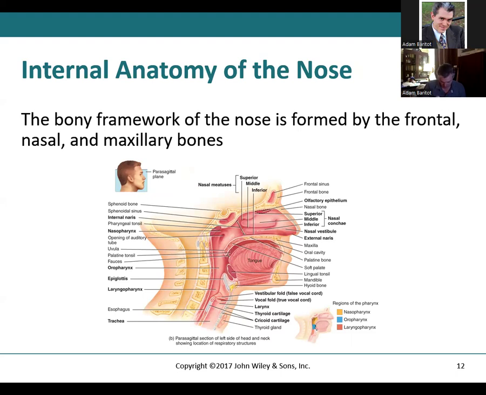The upper portion of our nose is called the root. The tip of our nose is called an apex. The bridge of your nose is where that nasal bone is. And the external nares is another word for your nostril. It's another look at that particular structure.